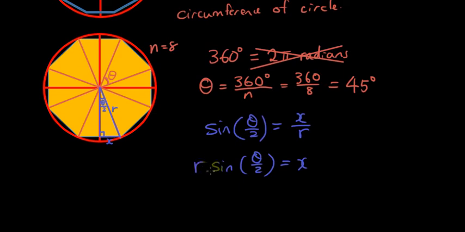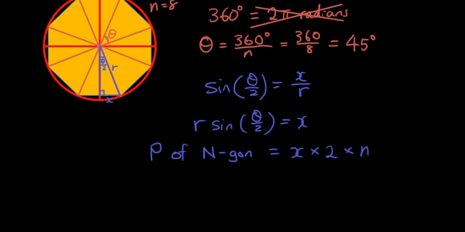Now that I have found an expression for x, what is the perimeter of the circle? The perimeter of the n-gon is equal to x times 2 to get the whole length of the base of the triangle, and then times by how many sides there are, so times by n.